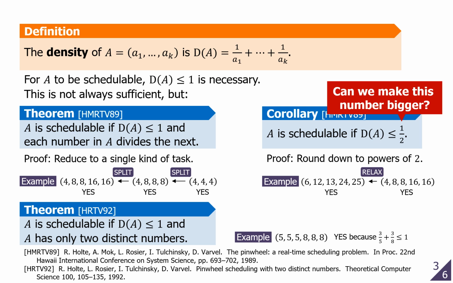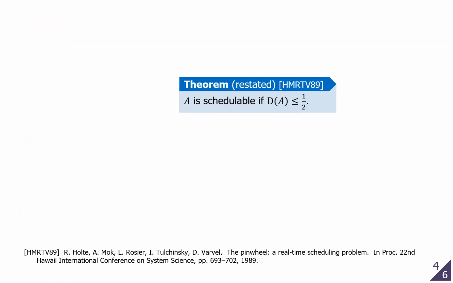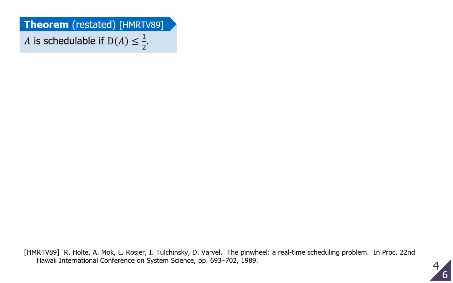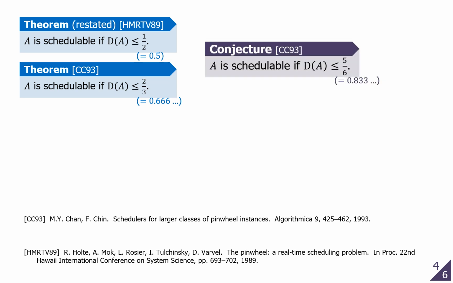Moreover, we don't really need to rely solely on this first theorem, which eventually turns everything into a single period value. According to this other theorem at the bottom, it's fine to end up with two distinct period values. So, if we take that into account and devise better strategies for rounding down, it turns out that this factor of 1/2 can be increased to 2/3, as was shown a few years later by this paper. That pushed the factor up from 0.5 to 0.66, and these folks conjecture that in fact it could be increased to 5/6.